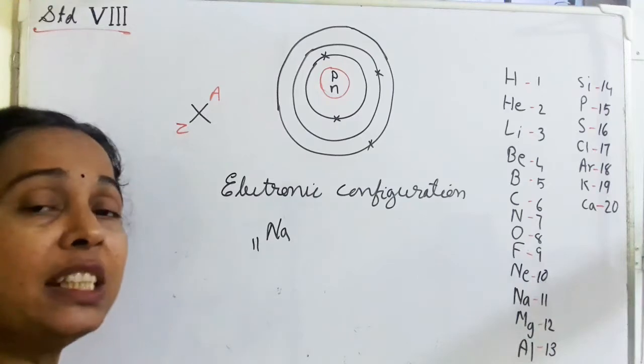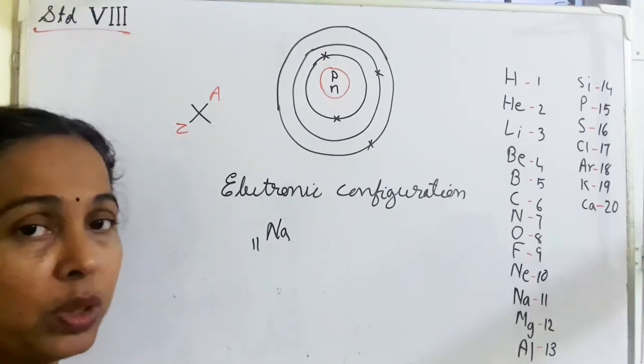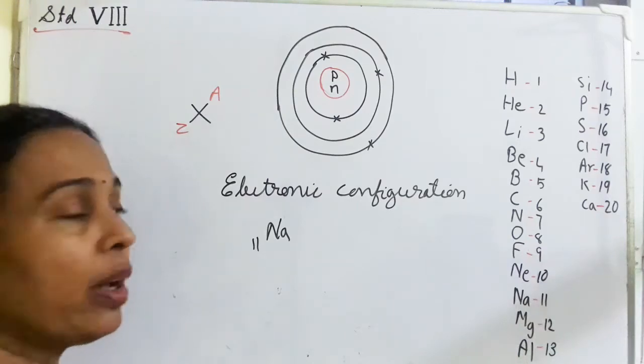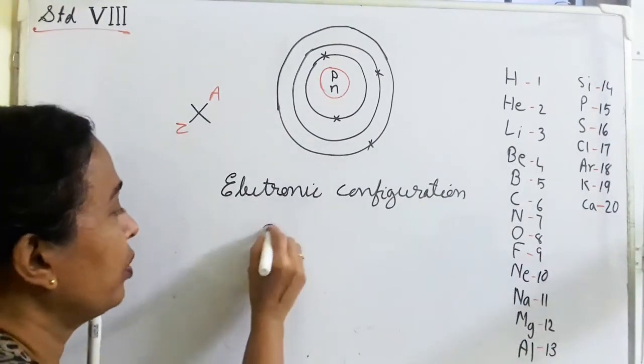So electrons are arranged in various shells according to some rules. Okay, so we are going to study those rules. The first rule is known as the 2n square rule.